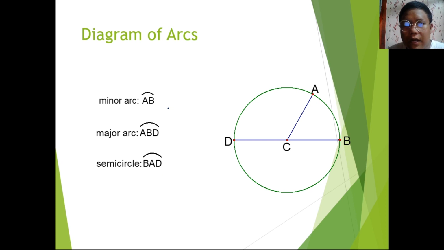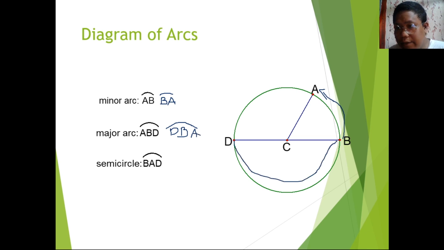So pwede ba kung mag-name ka sa minor arc AB as minor arc BA also? Pwede sad. So, start ka sa B, then going to A. So, that is also correct. You can name also that one as BA or arc, minor arc BA. How about sa major arc? Pwede po babalihon. Let's say, major arc DBA. Of course, pwede sad. So, you can also name as major arc DBA. So, start ka sa D, then padung sa B, then padung sa A. So, which is also correct.